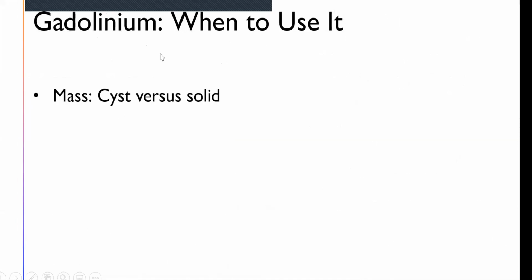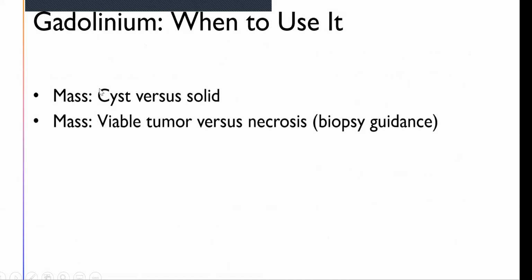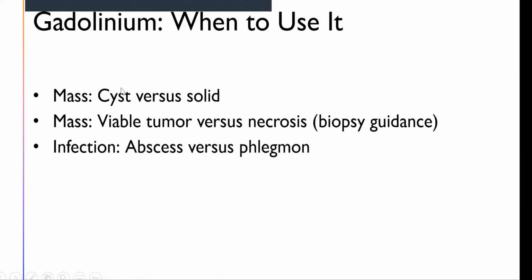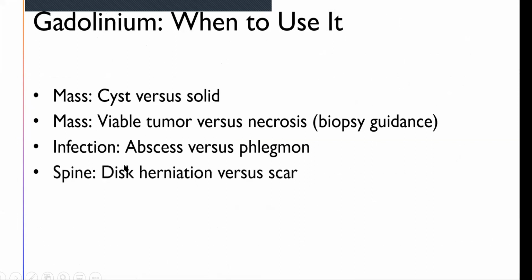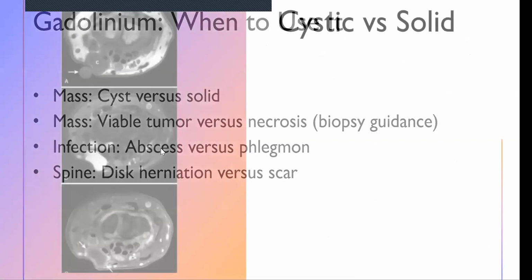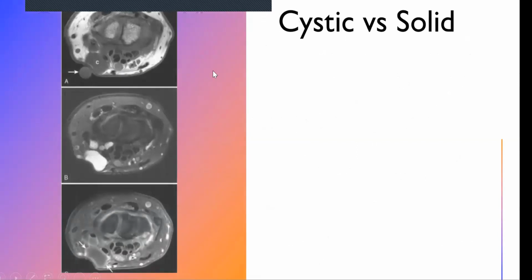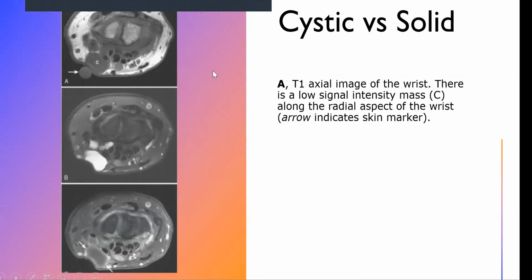So what about gadolinium? It is used whenever there is a mass, like a cyst versus solid, a viable tumor or necrosis, an infection as an abscess versus phlegmon, a disc herniation versus a scar. Now, cystic versus solid, you can see the T1 image of the wrist. There is a low signal intensity in this mass, which is marked as C along this marker. This is the wrist, okay?